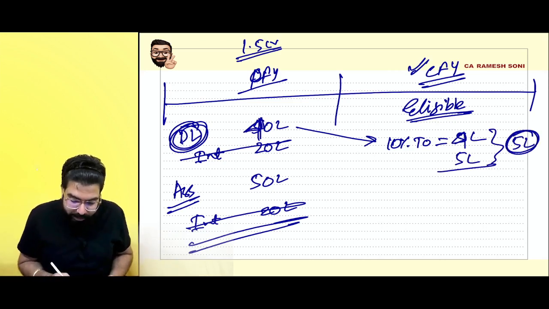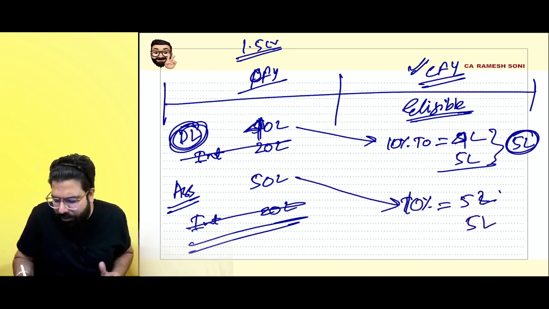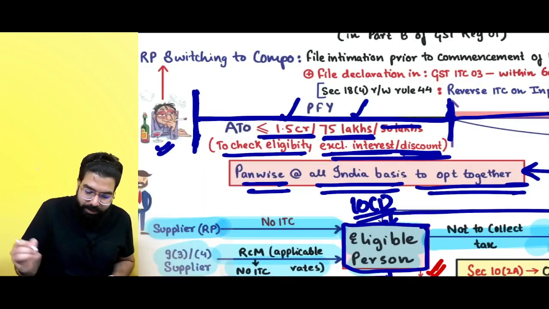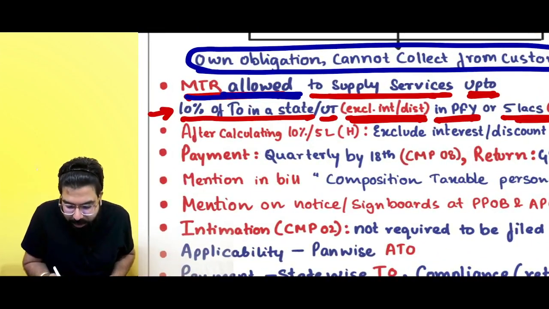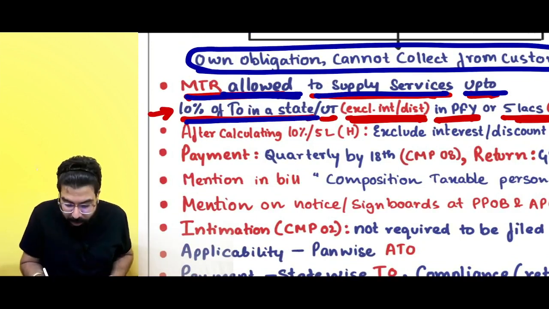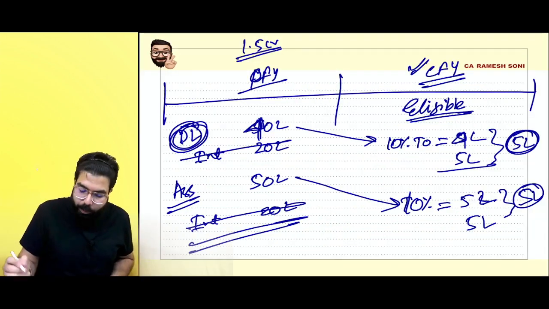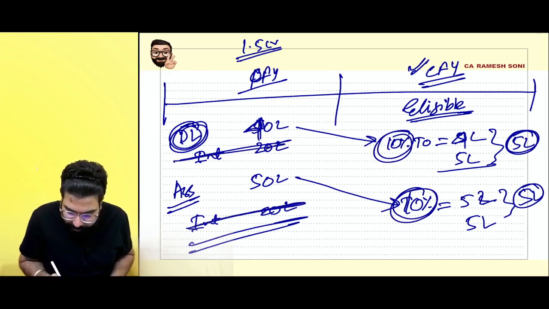Sir, what about Assam? In Assam you can provide 10% of the turnover. 10% is 5 lakh, or 5 lakh is the maximum, whichever is higher. So sir, 5 lakh rupees of services you can provide in Assam also. Always remember what is being told over here: a manufacturer, trader or restaurant is allowed to supply services up to 10% of the turnover in the state or UT, excluding interest and discount in the preceding financial year, or 5 lakh, whichever is higher. So when you are calculating this 10%, don't include any interest.